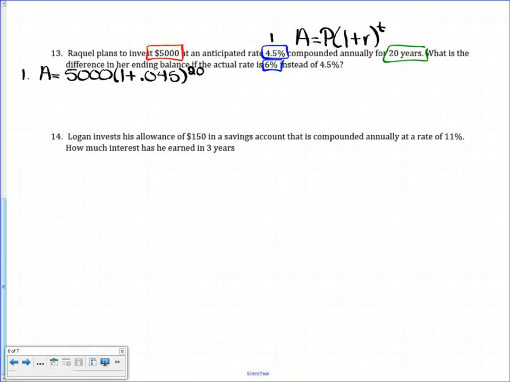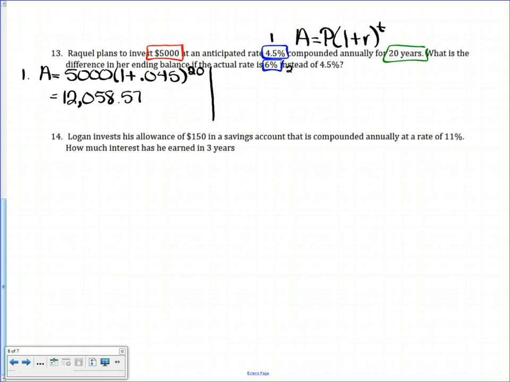Remember, that is an exponent. You have to type it in as an exponent or you will not get the right answer. If you type that in your calculator, that comes out at $12,058.57.